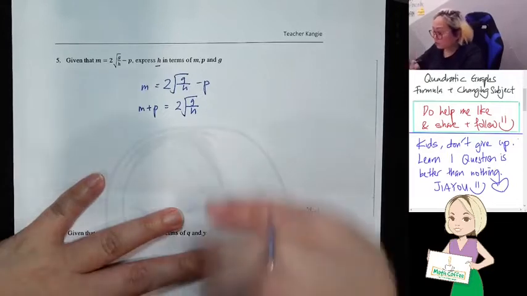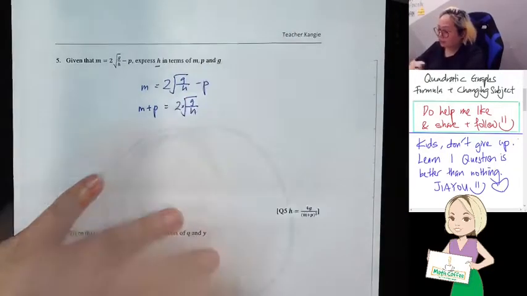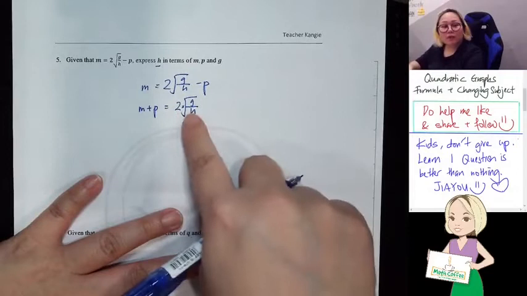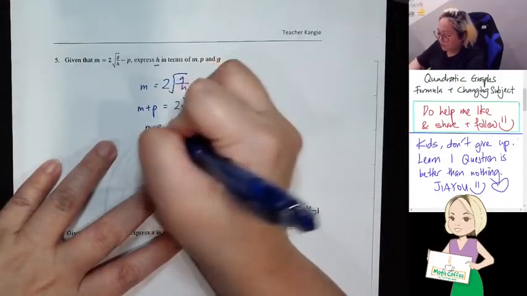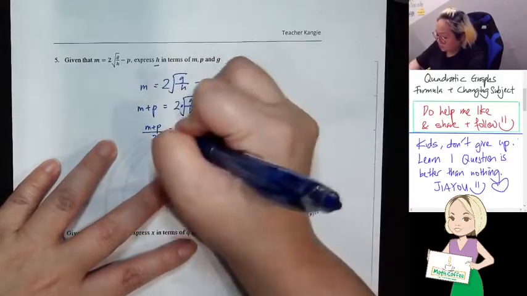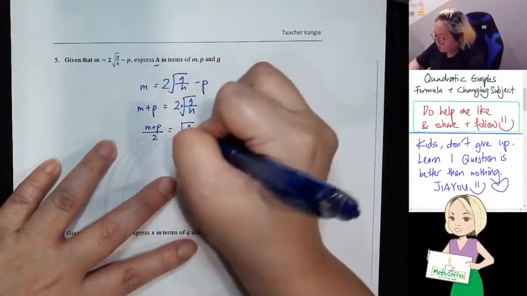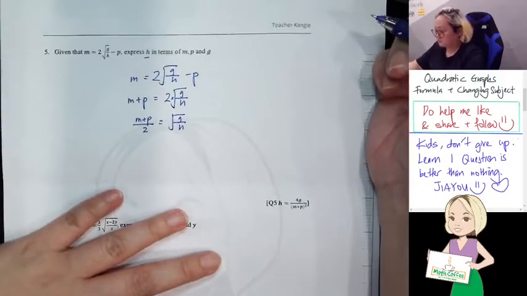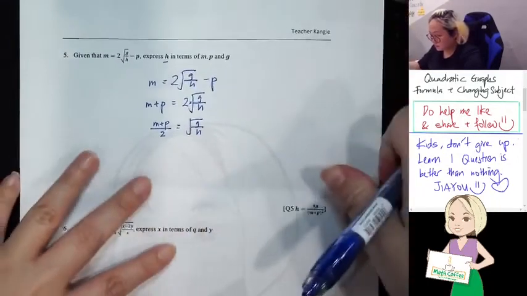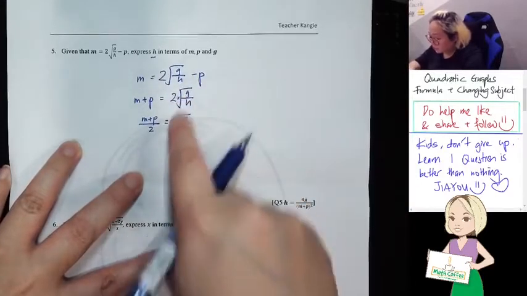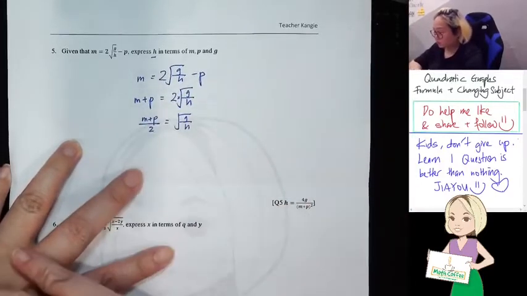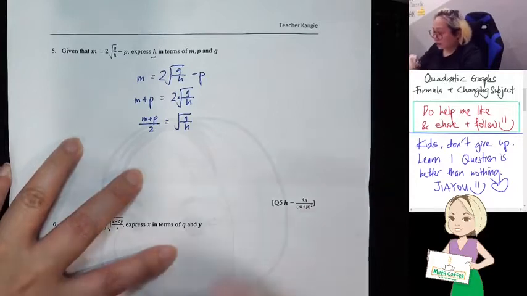Okay, so what I'm going to do is, remember this number is actually times 2. So if it's times 2, I bring it to the other side and it is divided by 2. So just write M plus P over 2 equals square root G over H. Agree? So the trick is, this is times 2. I bring it to the left hand side, it becomes divide by 2. Now it's easy for me.